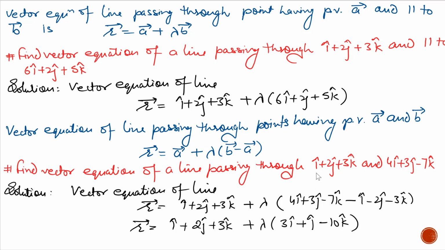Here a vector is i cap plus 2j cap plus 3k cap and b vector is 4i cap plus 3j cap minus 7k cap. So the vector equation of line is r vector equals to a vector plus lambda times of b vector minus a vector. So the required equation of line is r vector equals to i cap plus 2j cap plus 3k cap plus lambda times of 3i cap plus j cap minus 10k cap.